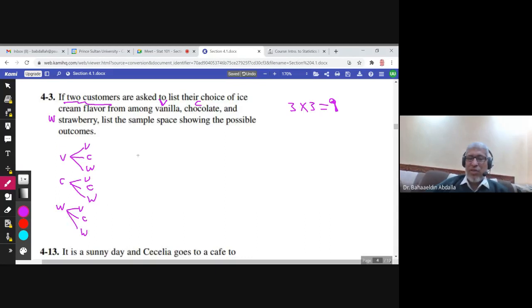So the sample space in this case will consist of V, V, V, C, vanilla for the first, strawberry for the second, and so on. Okay, you can write all the 9 possible outcomes of this experiment.